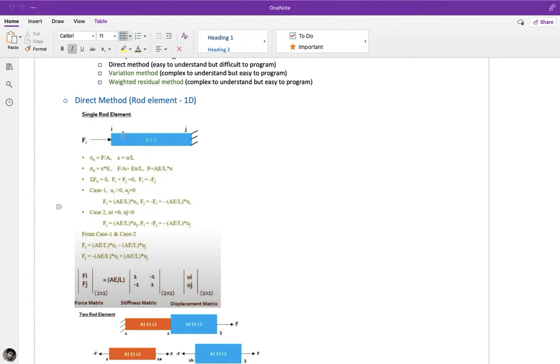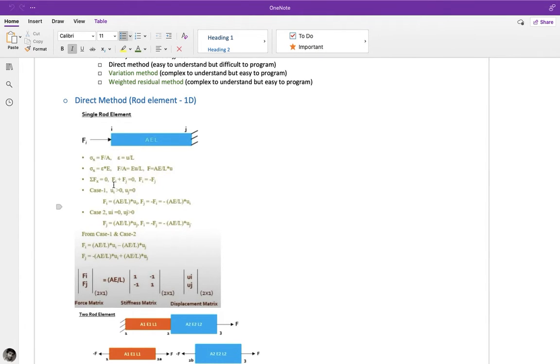Let's say this is the bar we have and it is fixed at one end. Force is applied here. From this equation you can see that stress is equal to F by A and strain is u by L, where u is the deformation. As it is a 1D element, the deformation happens only along the x-axis, so the degree of freedom is 1. From this we get that stress is equal to epsilon times E. That means force is equal to AE by L, which is the stiffness, times the deformation.